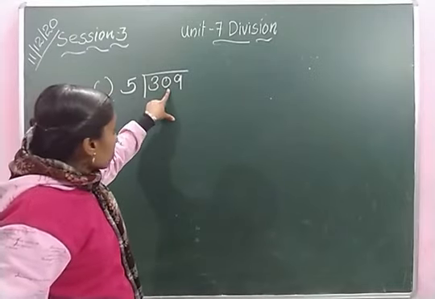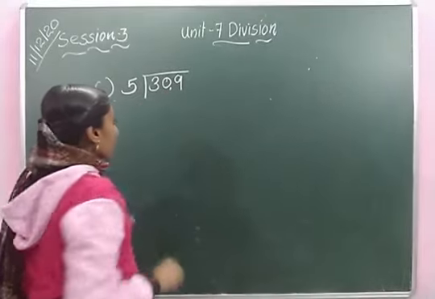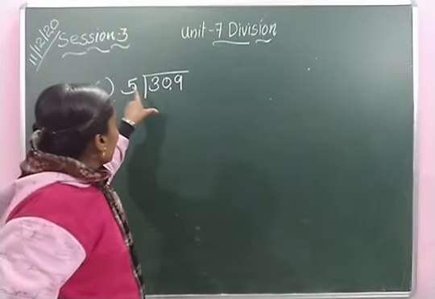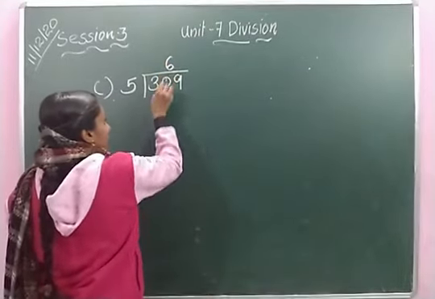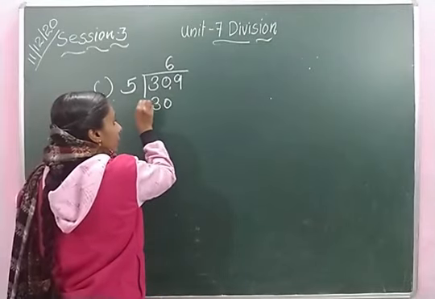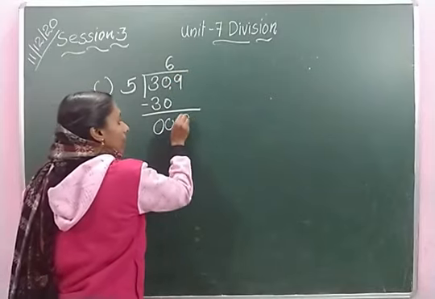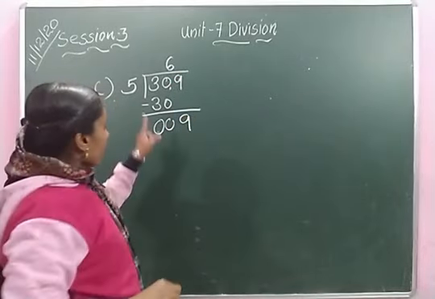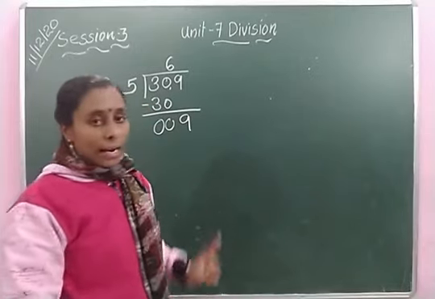So it is needed to select one more number, 30. Now 30 we have to choose. And how many 5s are in 30? 5 6s are 30. Then 5 multiplied by 6 is equal to 30. Then 30 minus 30, 0. 9 comes down. Now we have to see how many 5s are in 9.